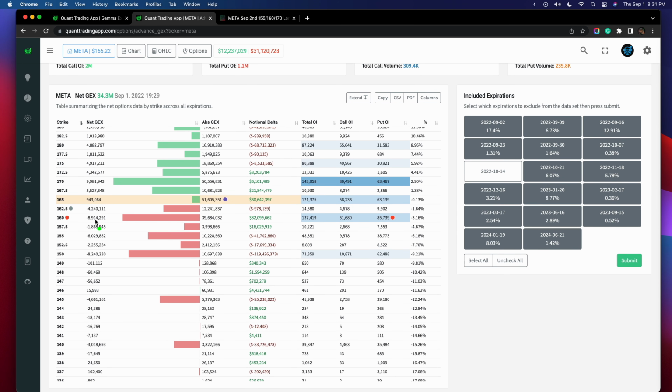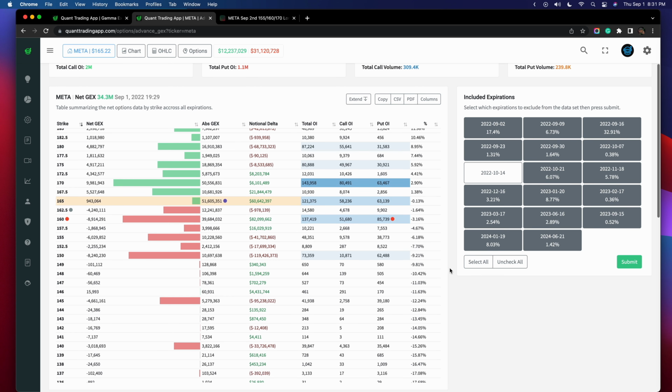We can see right here that the 160 level is very significant as it has a lot of high negative gamma, and then we can see right here how important 165 is as it is the absolute gamma strike, as it's signified right here. That just means that this is the strike that has a lot of gamma exposure for the option sellers, most importantly the option dealers, aka the market makers.